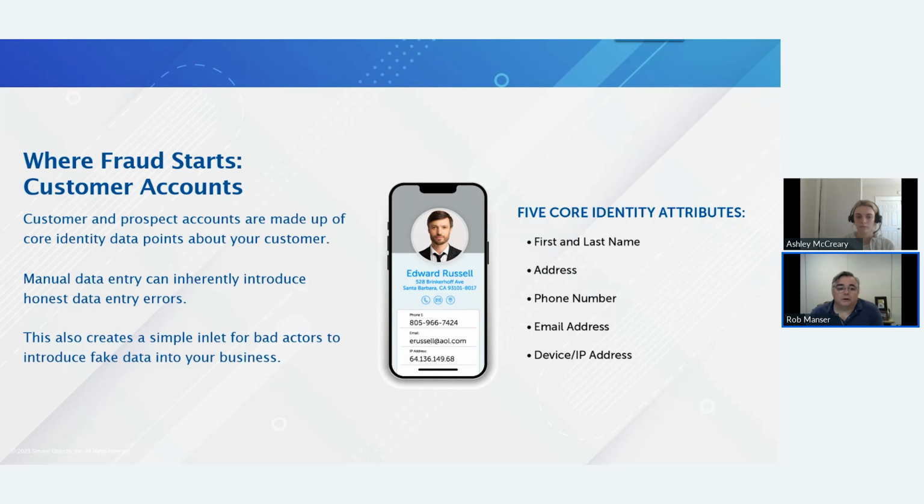So in the customer data validation part of it, we're going to look at 5 key core identity attributes from our customer. It's going to be their name, their address, their phone number, their email address, and the device, or the IP address attached to their device.